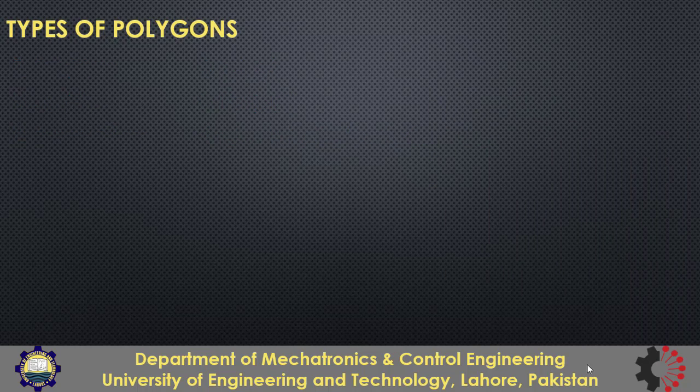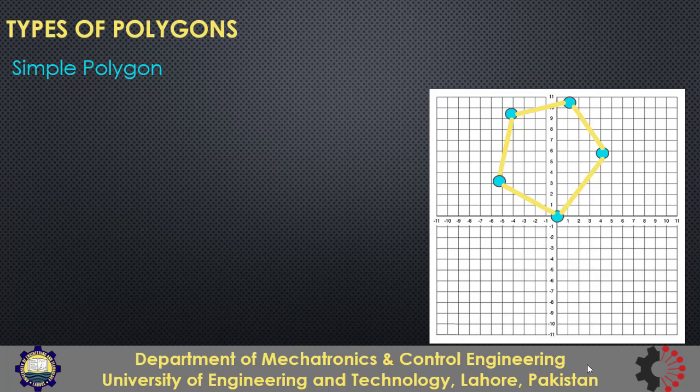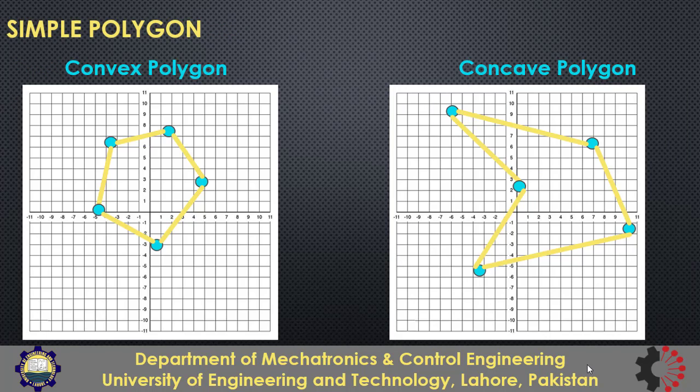Before that, let's see different types of polygon. A polygon can be simple, which has no intersecting line segments, or it can be complex, which means there is at least one intersection of the line segments. Simple polygons can be convex or concave. The left one is a convex polygon, and the right one is a concave polygon.